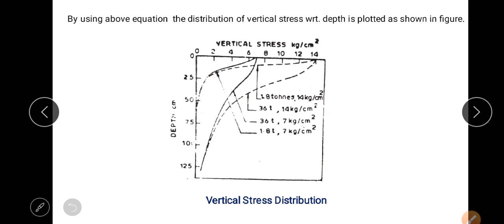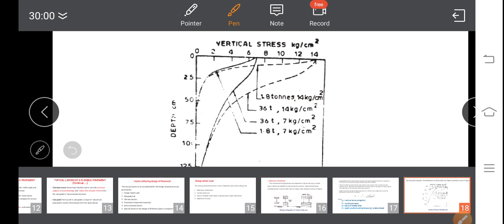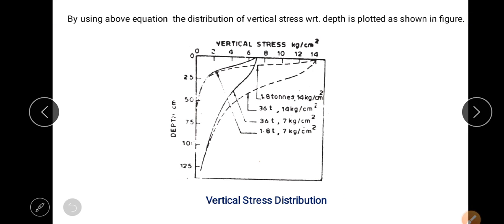This is the vertical stress distribution in terms of pressure, vertical stress and the depth. The dotted line curves indicate, and the bold line curves indicate, different tire pressures, with the vertical stress computed at different pressure levels.